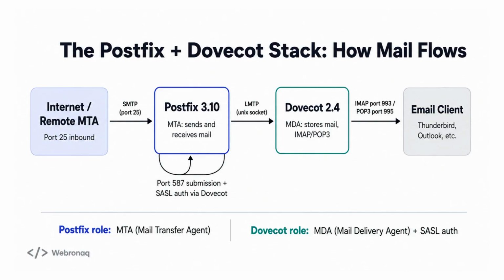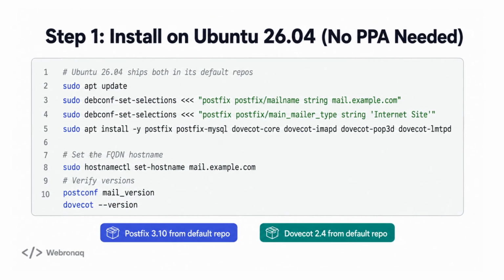The handoff between the two happens over LMTP, a lightweight protocol that uses a Unix socket on disk, no network port needed. Dovecot also handles one more critical job, SASL authentication. When your email client connects on port 587 to send outbound mail, Postfix asks Dovecot to verify the username and password before relaying anything. One clean pipeline, two focused tools. Now let's install them.